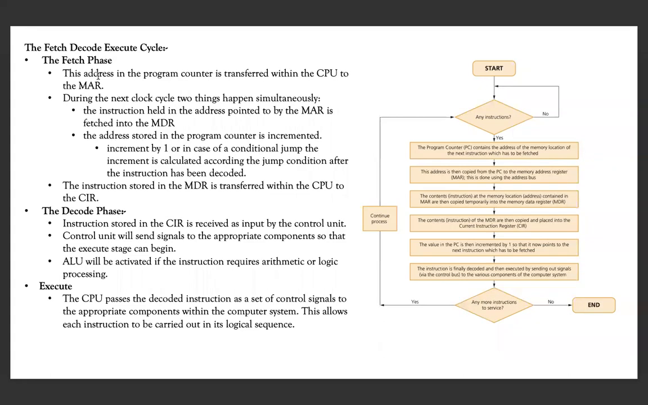During the next clock cycle, two things can happen simultaneously. One is that the instruction held at the address in the MAR is brought into the MDR. So that's the first thing that happens. MAR has the address of where data is to be read from, and that data is brought into the MDR.